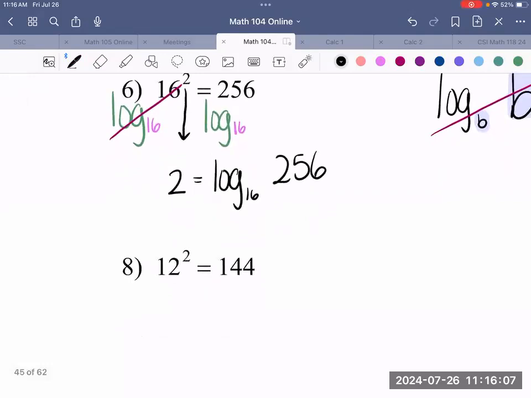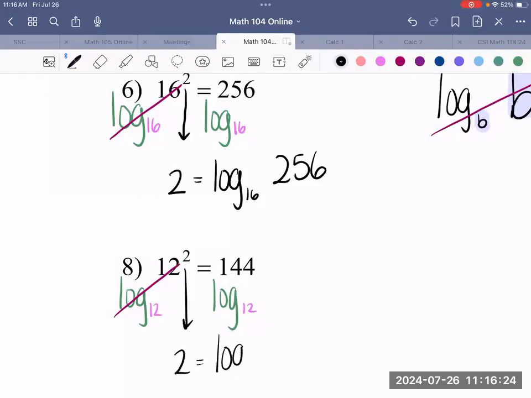Let's try it again. So we can write your log to start, and maybe you write it on both sides. And locating your base, we're going to write your base 12, and it allows us to cancel on one side and drop the 2. 2 is equal to log base 12 of 144.